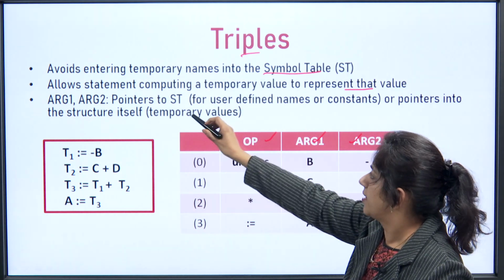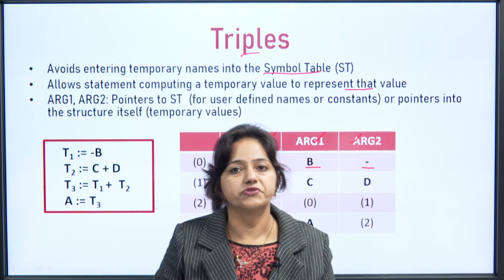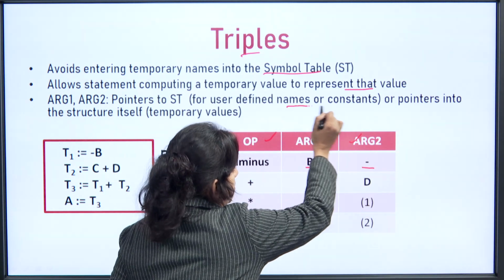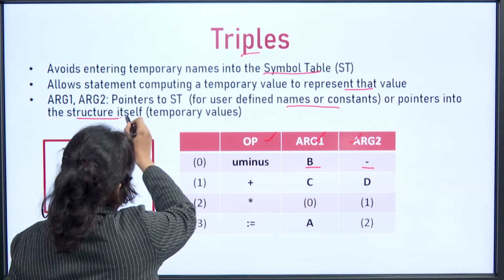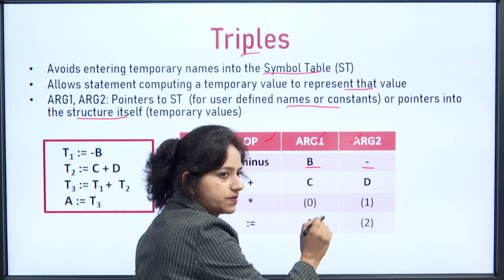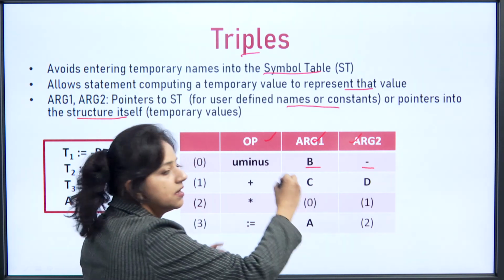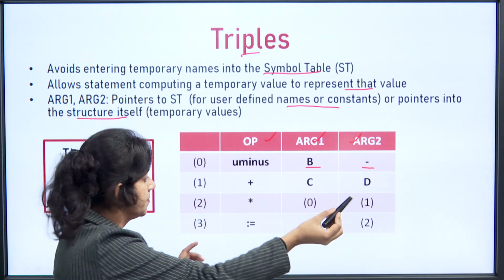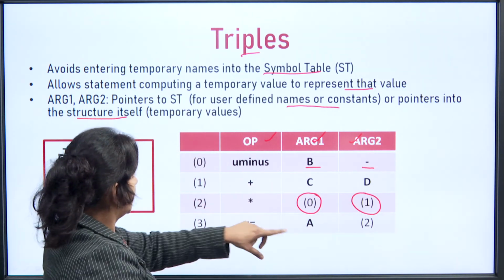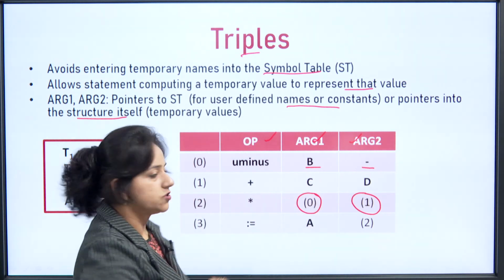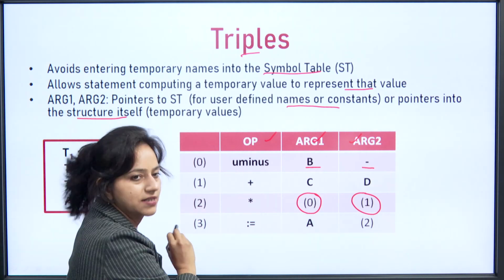Pointer to the symbol table could be for user defined or programmer defined names or constants, or they can be a pointer to the structure itself, meaning for the temporary values. In this table, the letters represent pointers to entries in the symbol table. The number in parenthesis is the index to this triple table. So 0 means the result of this particular statement.